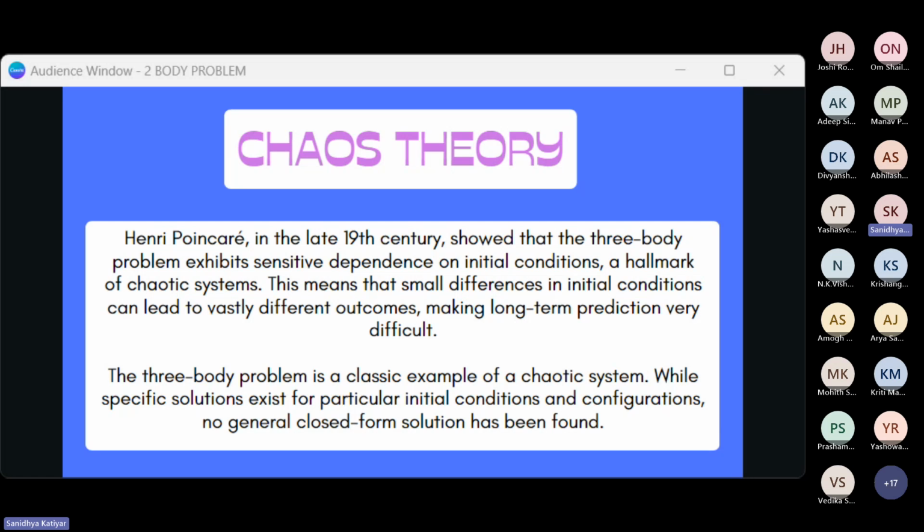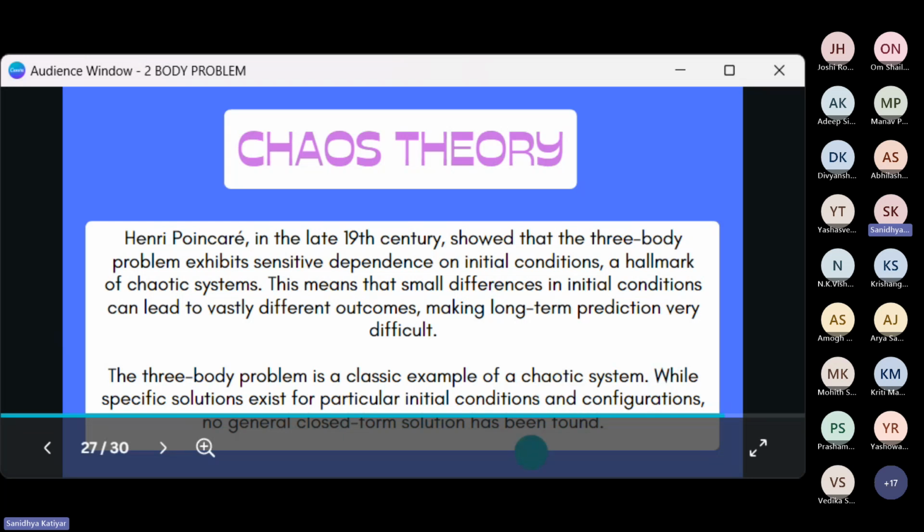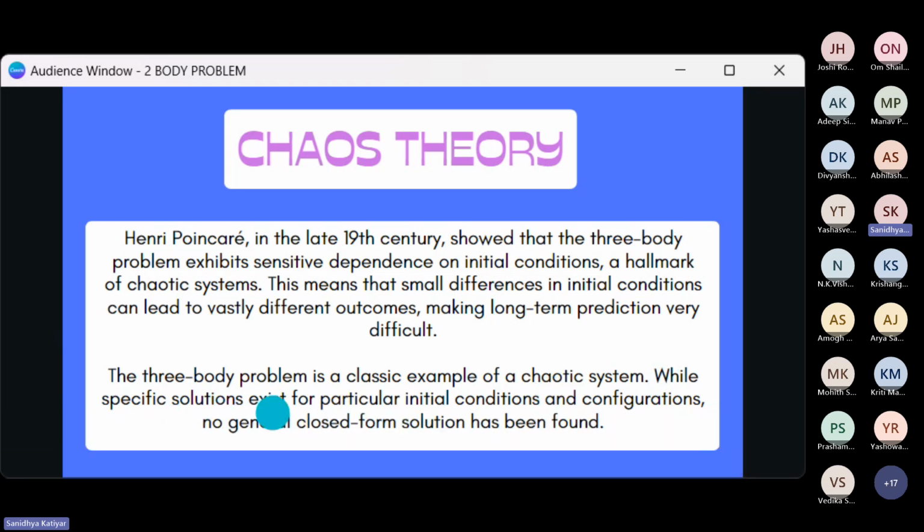The three-body problem is a classic example of a chaotic system. While specific solutions exist for particular initial conditions and configurations, just as we saw with those 5 points, no general closed-form solution has ever been found.